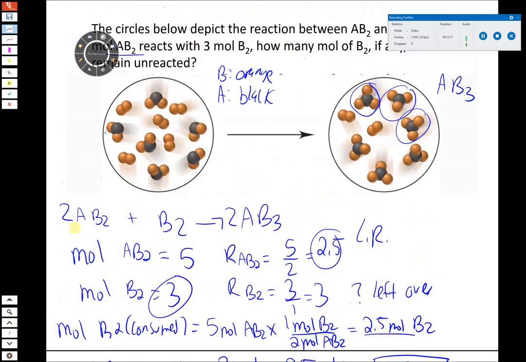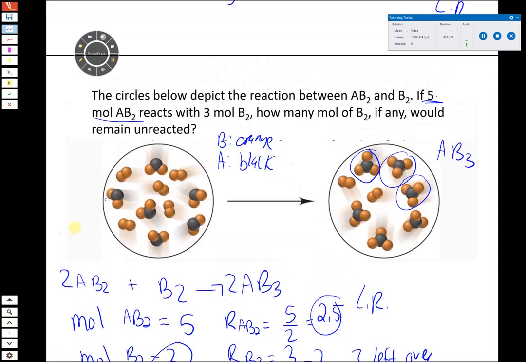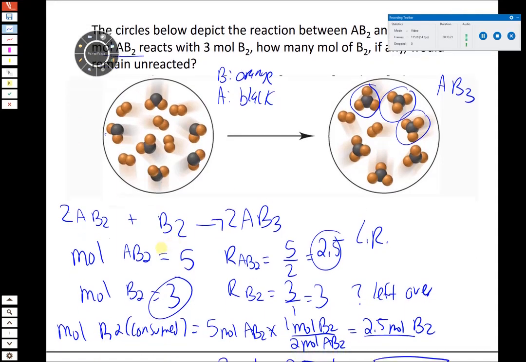But once we have the right numbers here, 5 moles of AB2, 3 moles of B2, we just use the balanced equation, and at that point the pictures don't matter anymore.